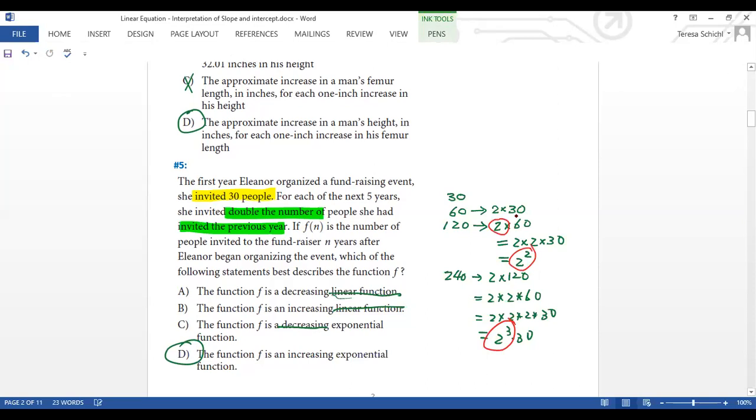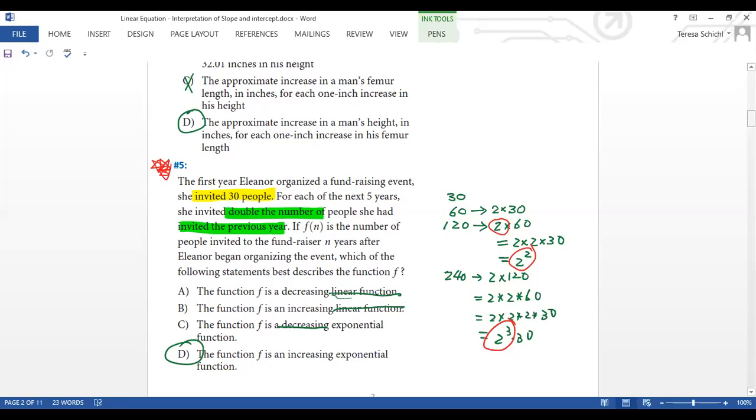Okay, so be very careful. Even for this one, I have the initial value. But for the linear function, every year they're going to increase the same amount. So if the first year increases 10, the next year increases 10, the third year increases 10. It's not to say it's a double, right? So this is a very tricky question here. So be very careful here.